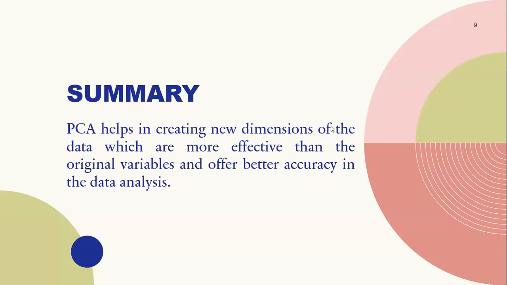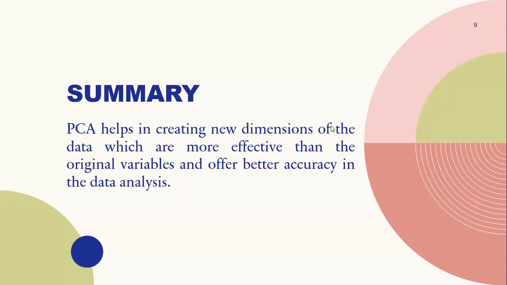Let us say alcohol is one column and it has more influence on the outcome. Then the proportion or contribution of alcohol will be more than the contribution of pH or density in these new components. So new components are created by combining all these 11 variables, wherein each variable which is more important will have more weightage. PCA helps you create new dimensions of data which are more effective than the original variables. This is the advantage of PCA.